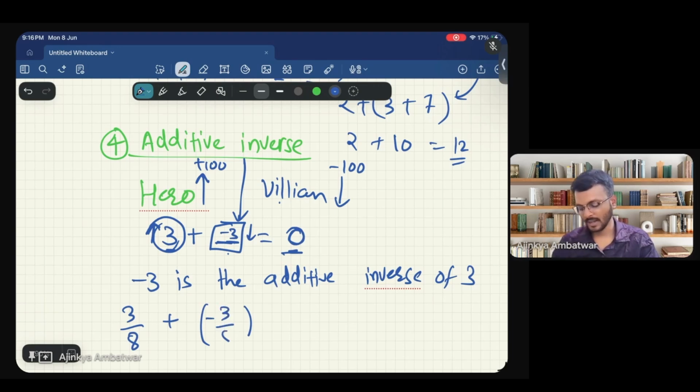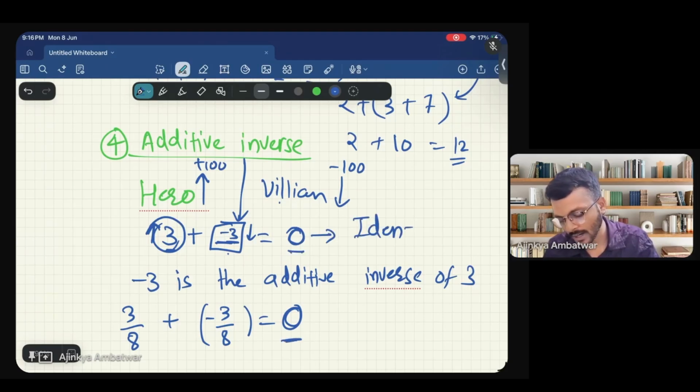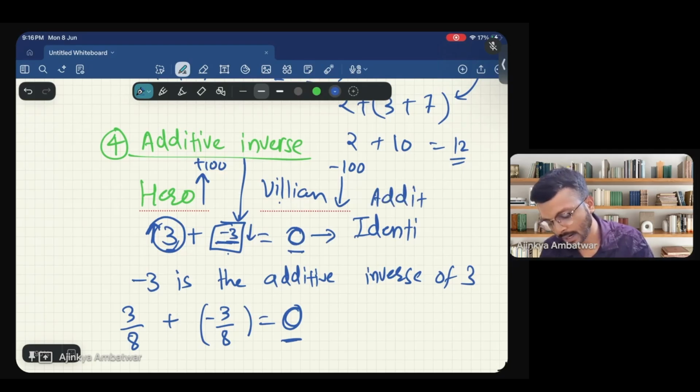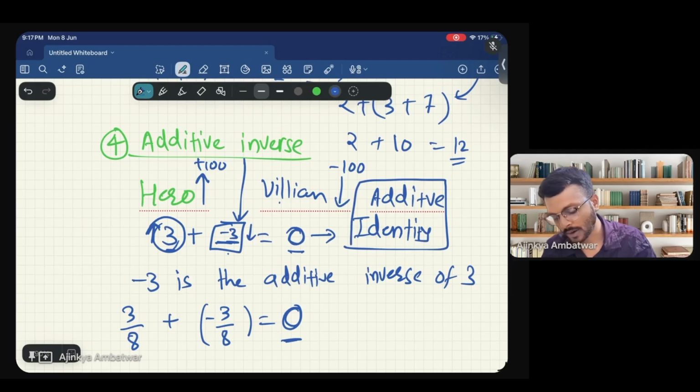Minus 3 by 8. Very good. The answer should become 0. So that is called the additive inverse of any rational number. And this 0 that we are trying to get on the right side, we call it additive identity.